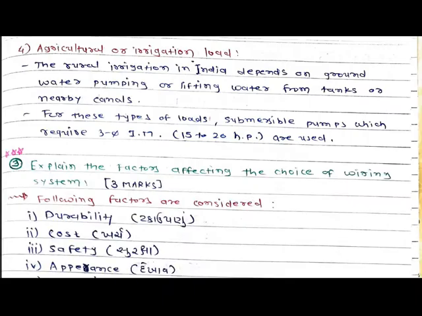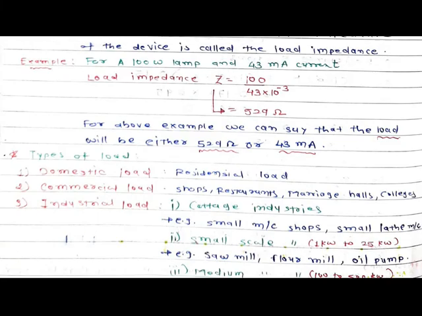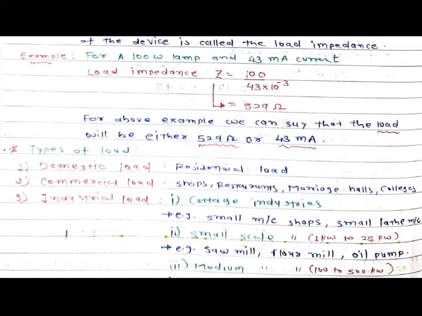Now, types of load. Here the main three types of loads are there. First one is domestic load, second one is commercial load, third one is industrial load. Types of load were already discussed earlier in the previous video lecture, but domestic load: residential loads are considered as domestic load. Commercial load: shops, restaurants, marriage halls, colleges, etc. will be considered under the commercial load.